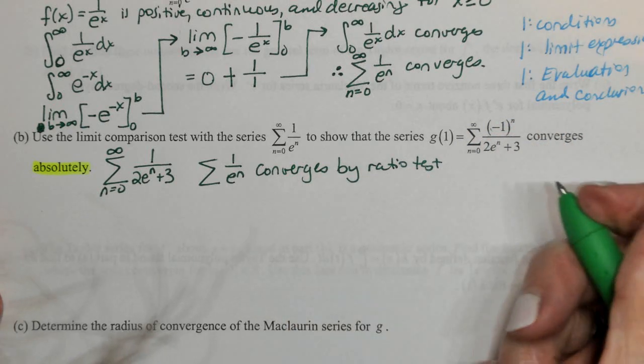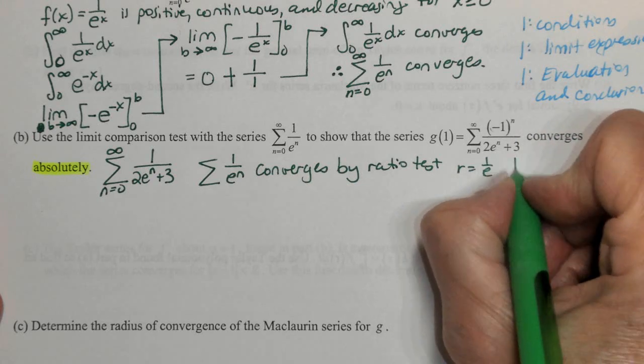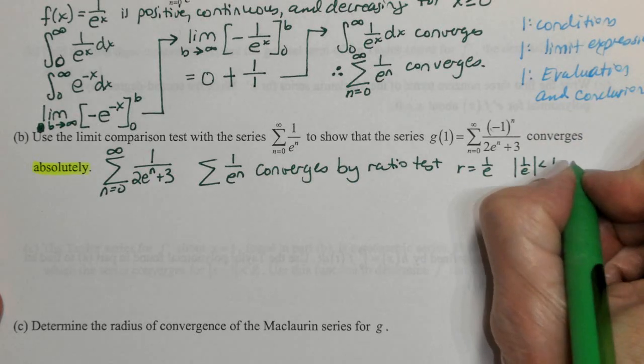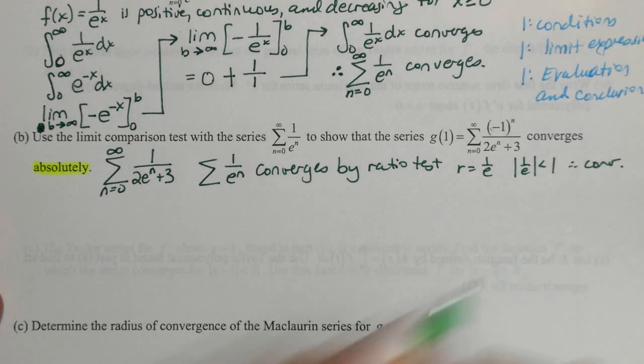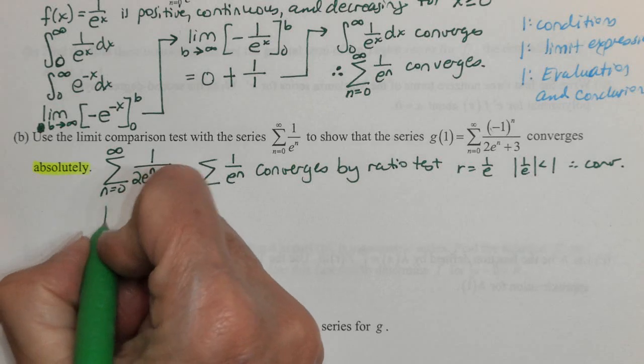R would be 1 over e. 1 over e is less than 1, therefore converges. Okay? Alright, so I know this one converges. Now I'm going to use the limit comparison test.